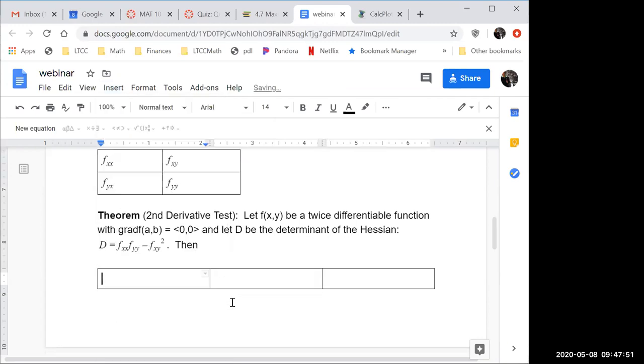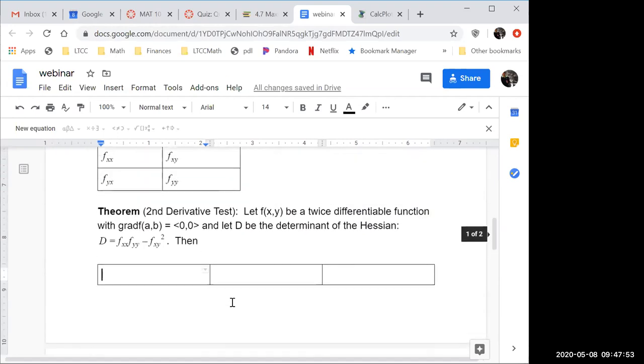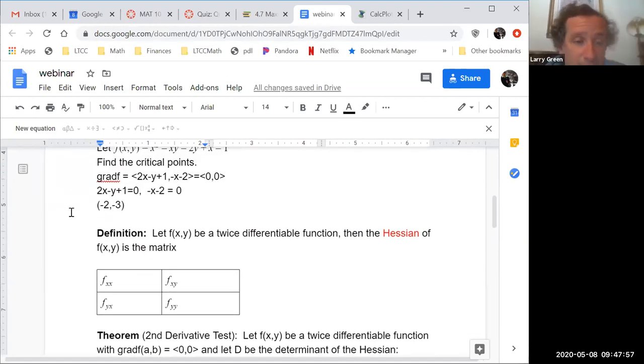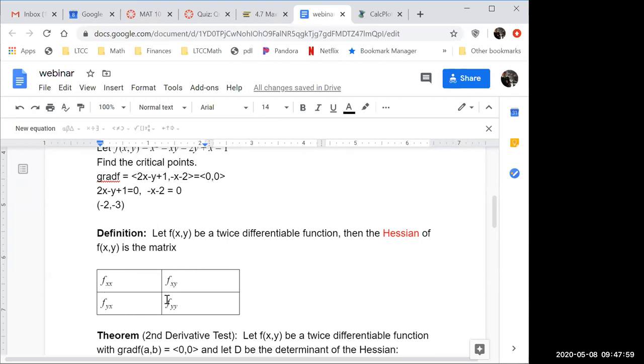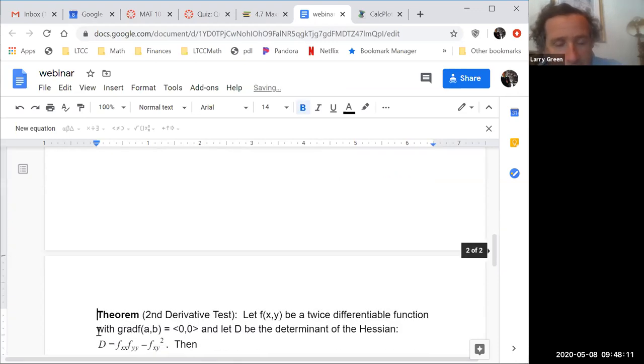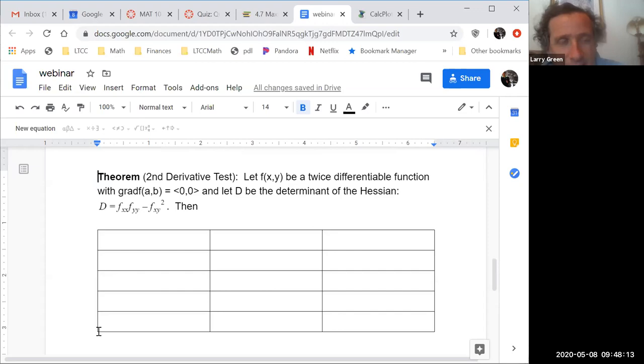Will you define what the Hessian is? The Hessian is this matrix right here, by definition the matrix of second partial derivatives in this order. What happened is it cut off on 2 pages, so I need it on 1 page. There we go. Okay, then we have the following.